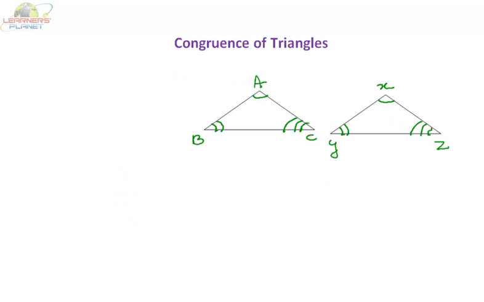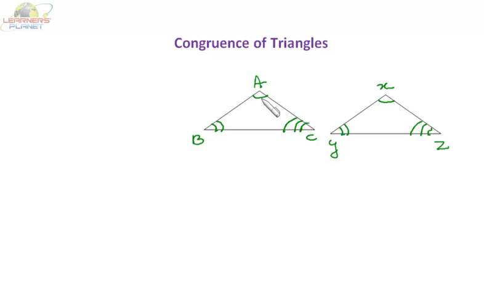Now we have just discussed that a triangle is said to be congruent to another triangle if and only if all the 6 elements, that is 3 sides and the 3 angles of one triangle, are equal to the same 6 elements of the other. But before identifying these 6 elements, we should know the order of the vertices of the 2 triangles in which they are matching with each other.